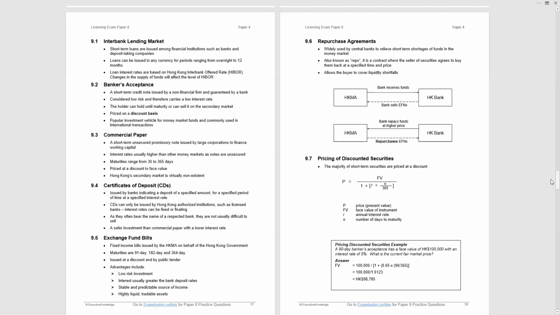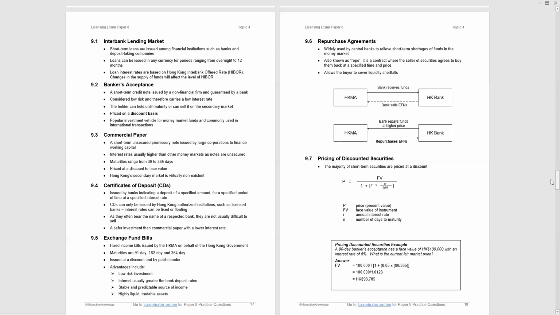Okay, if you're not comfortable with this, but you want to give a question a good run, memorize that formula, then just as the exam starts, on the scrap piece of paper, write it down quickly so that if and when the question comes, you can plug in the numbers. Let's look at an example. Bottom of page 18, a 90-day banker's acceptance has a face value of 100,000 with an interest rate of 5%. What is the current fair market price?